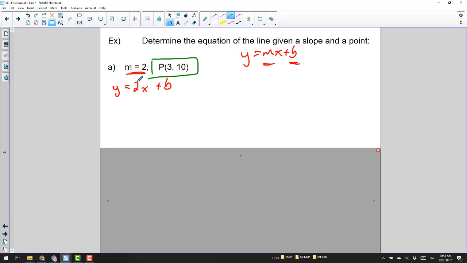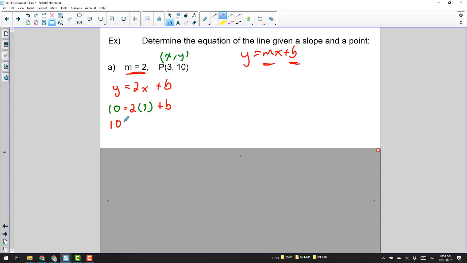So we have the point (3, 10). So what I can do with that is just sub that into my equation. Remember, a point is always written (x, y). So my y value is 10. My x value is 3. So that's what I have. So my x is 3, my y is 10, and now I can solve.